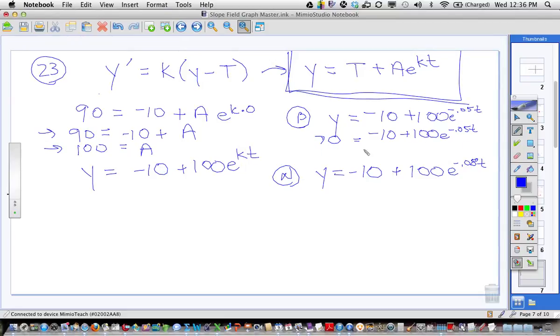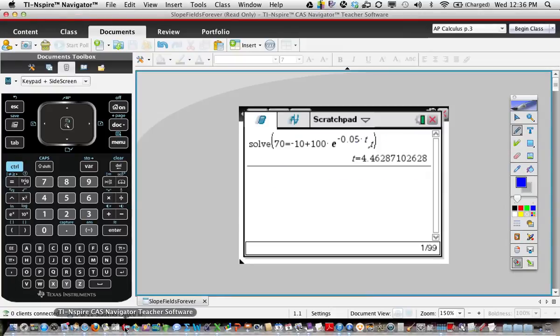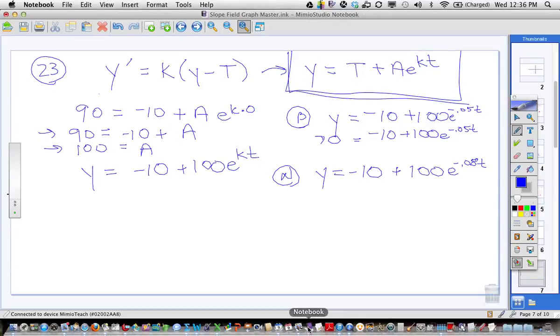But I certainly need to see this equation right here, because you're now going to put that in your calculator and solve it. And so that would look like this. So that's where you would go into your calculator and do a solve. 70 equals the expression, and I put a t, comma t, and you would solve. And so that's 4.463 minutes later, Boris's coffee is down to 70 degrees. You don't need to show any other work than that. You can just do a solve right on your calculator.